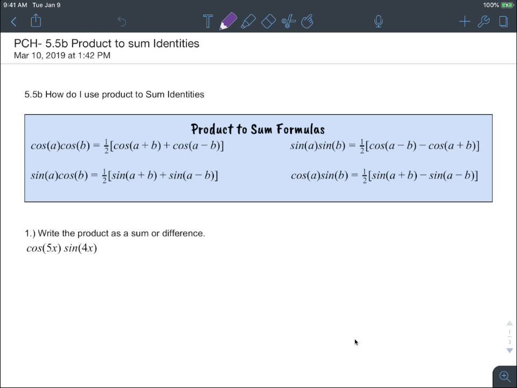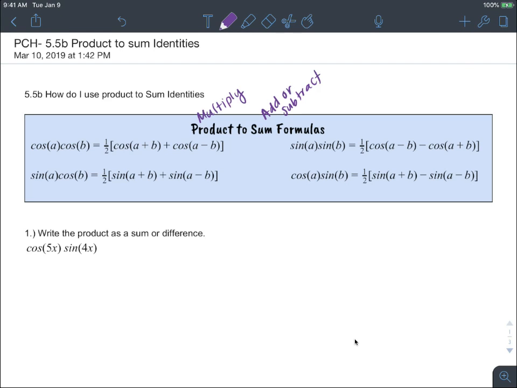Okay, our last trig identities are the product to sum and sum to product formulas. So we're going to start with the product to sum. Remember, a product is when we multiply two trig ratios together, and a sum is when we add or subtract them. All right, so we'll write these formulas down.